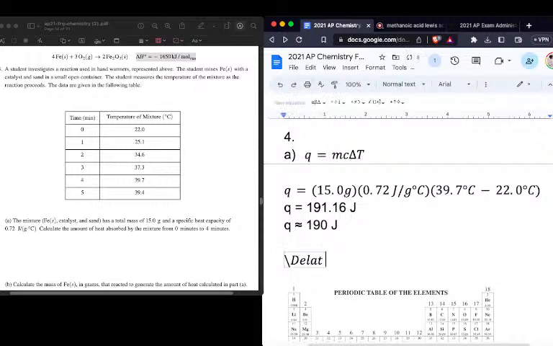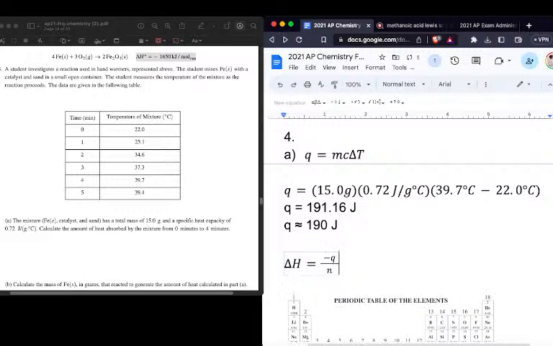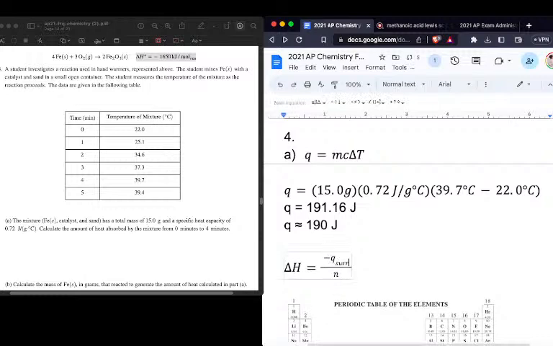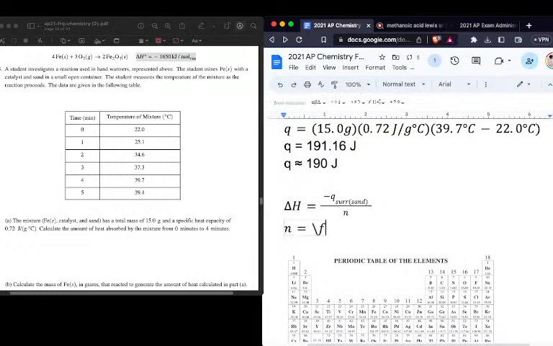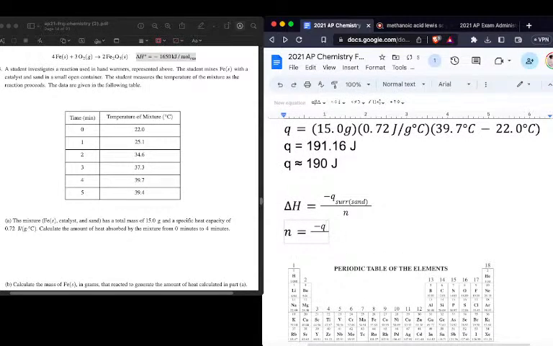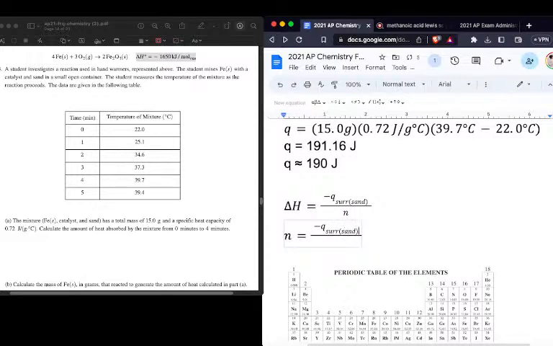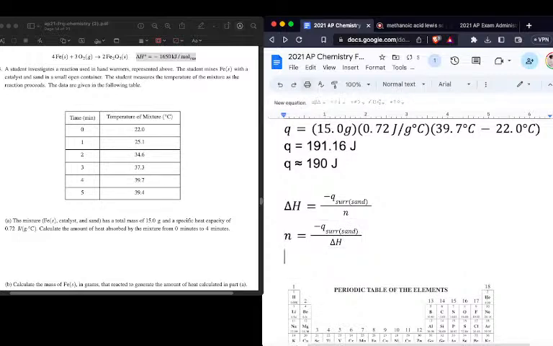The formula that I'm most used to is delta H equals negative Q over N. The idea being that this is actually Q for the surroundings, which for us is the sand. That's good. That's what we have. And the delta H is the delta H of the reaction itself. I'm going to rearrange this to get N. N equals negative Q of the surroundings, which again in this case is basically the sand, divided by the delta H we were given. Let's see if this works.